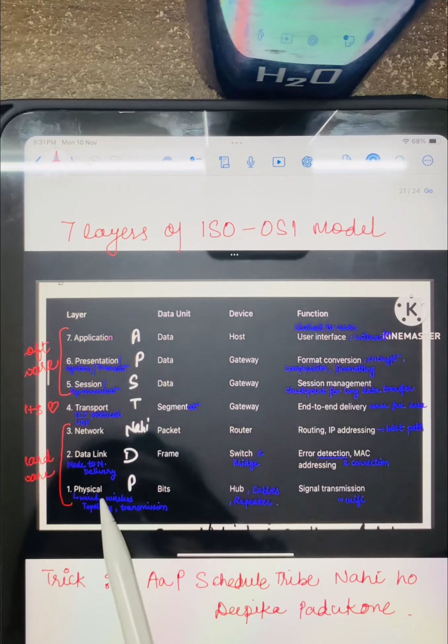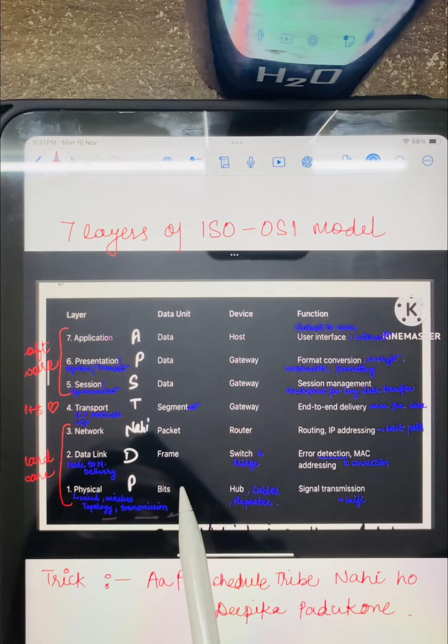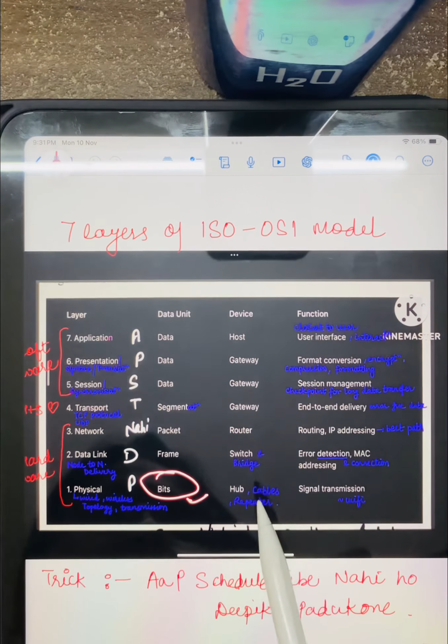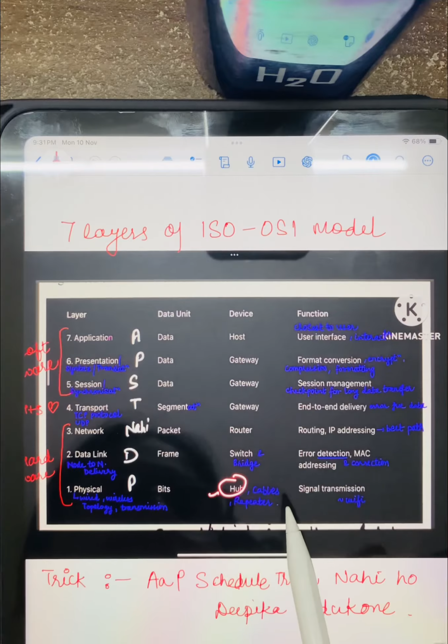Okay, so the physical layer covers wired, wireless, topology and transmission. It stores data in bits. The devices used are hub and cables.